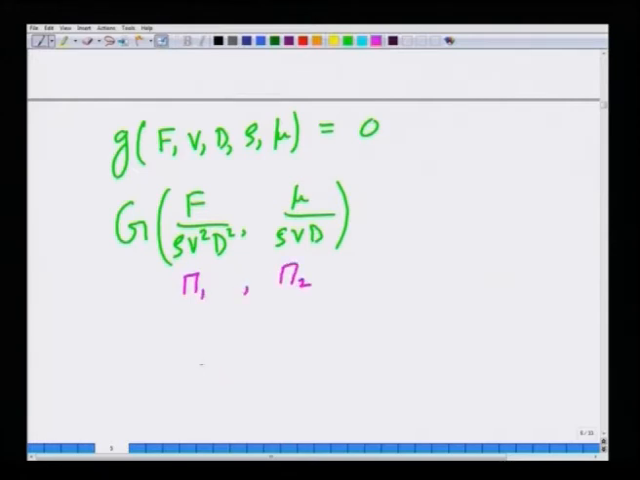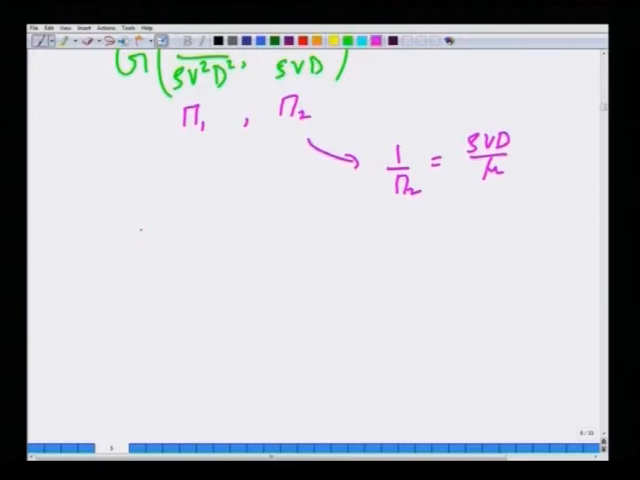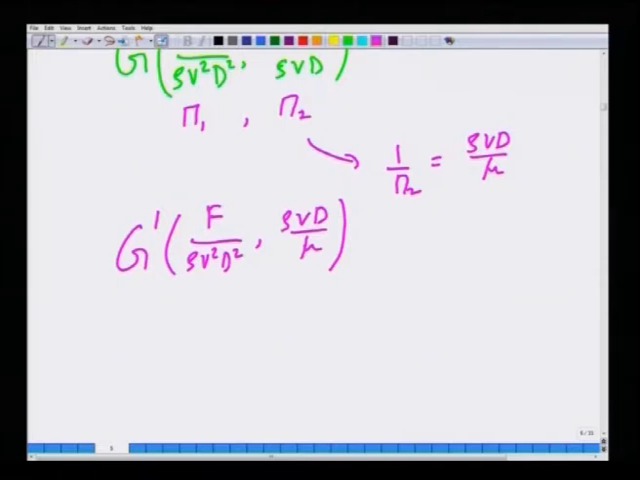Okay. We can always write, instead of writing mu by rho V d, we can also write 1 over pi 2 is rho V d by mu. You will get some other functional relationship between these two, let us say g prime of f by rho V squared d squared, and essentially you have 2 non-dimensional groups, and you cannot construct one out of the other. They are 2 independent non-dimensional groups from the original set of 5 parameters.